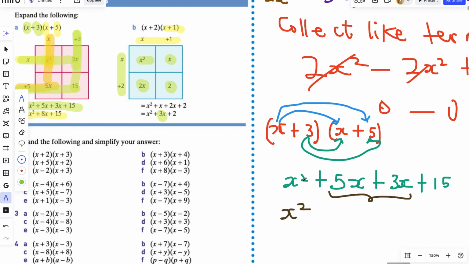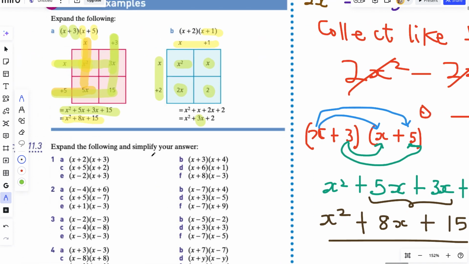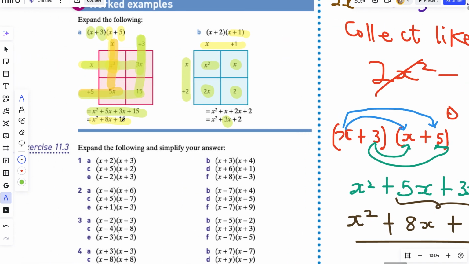This first term, x squared. If you add this and this, you get 8x. So we write 8x: x squared plus 8x plus 15. Is that okay? So you get your final expansion, which is the same as what we did before, x squared plus 8x plus 15.